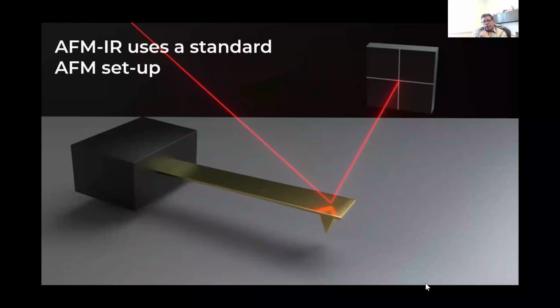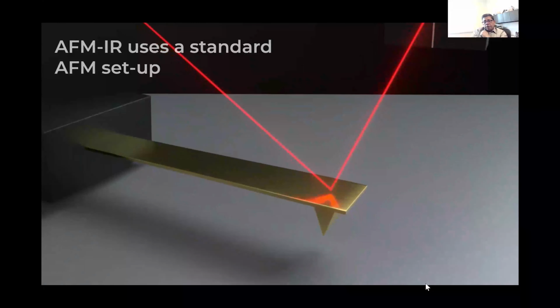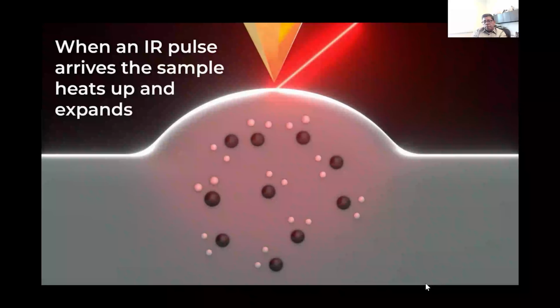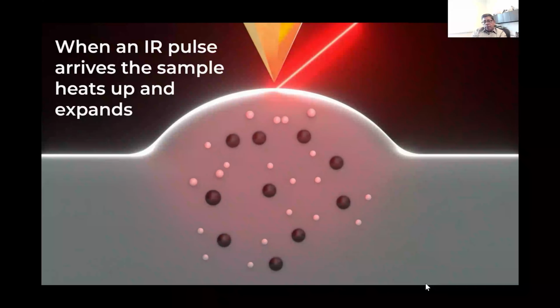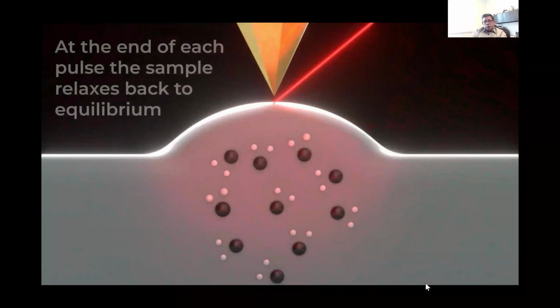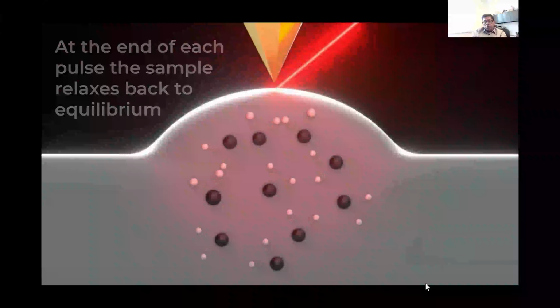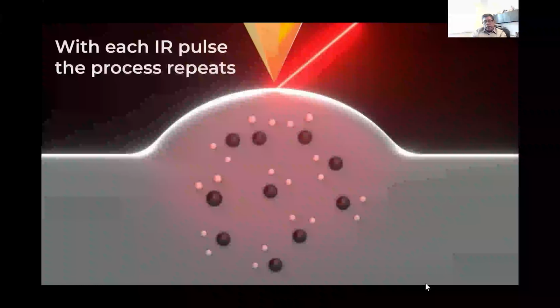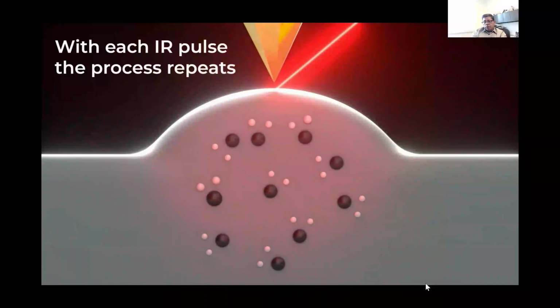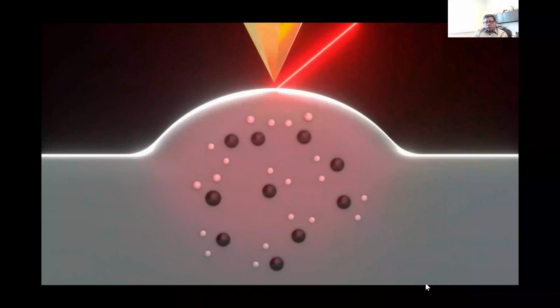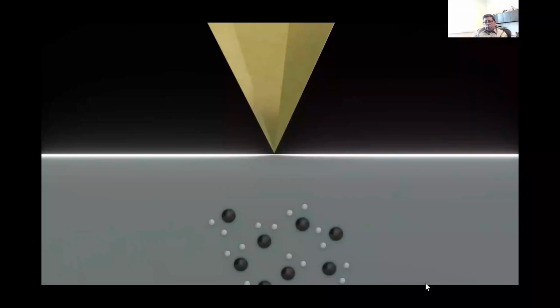Basically, it uses a laser, okay, and the standard AFM setup. You have a cantilever, so when the pulse arrives at the sample, it heats up and expands, okay? At the end of each pulse, the sample relaxes back to equilibrium. When the pulse comes back again, the process repeats. So this is how you can generate the thermal expansion within that small volume, okay?